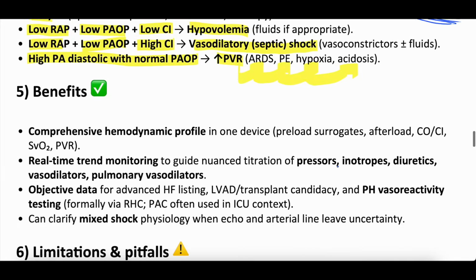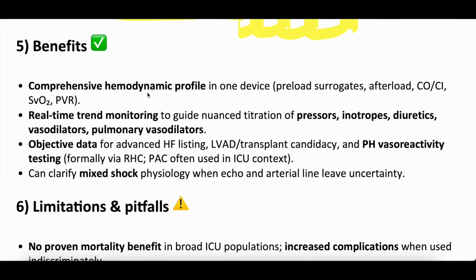All right, what are the benefits? Well, obviously you can get a much more comprehensive hemodynamic profile using one device. You can get preload, afterload, cardiac index, SvO₂, PVR, SVR, all that kind of stuff. Real-time trending and monitoring, right? This catheter stays in, so you're seeing how it's changing with your interventions, with pressors and inotropes and diuretics and vasodilators and pulmonary vasodilators, and you're seeing, is it getting better? Is it getting worse? And it's objective data for things like LVAD and transplant candidacy, pulmonary hypertension, vasoreactivity testing, right?